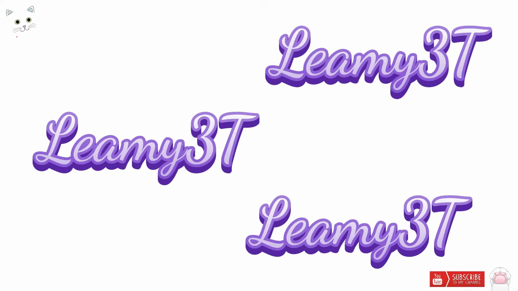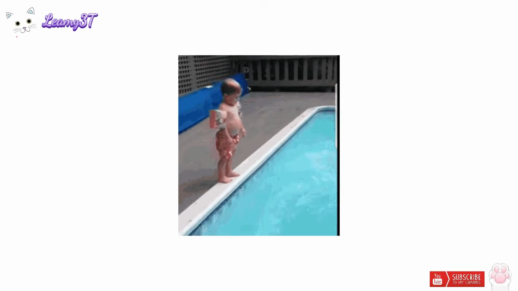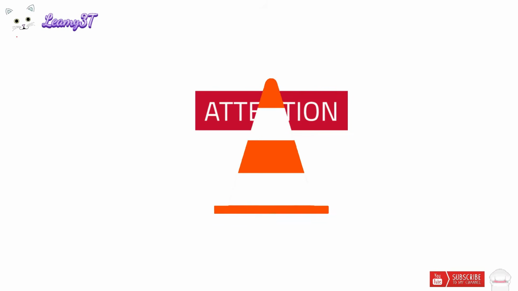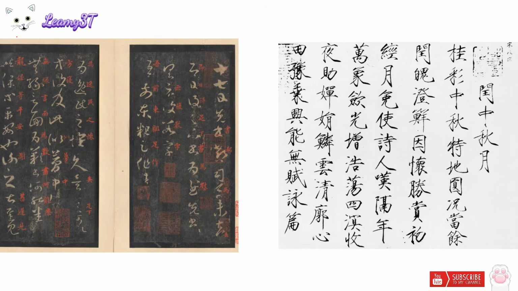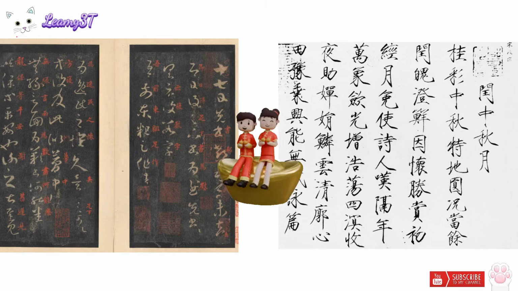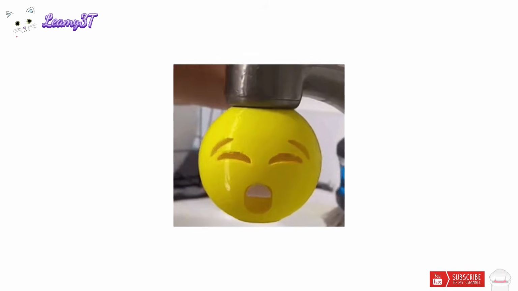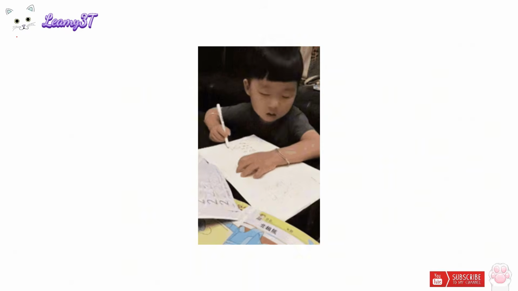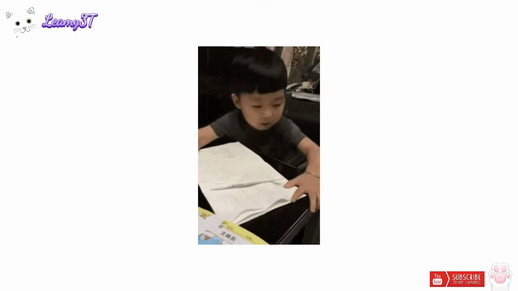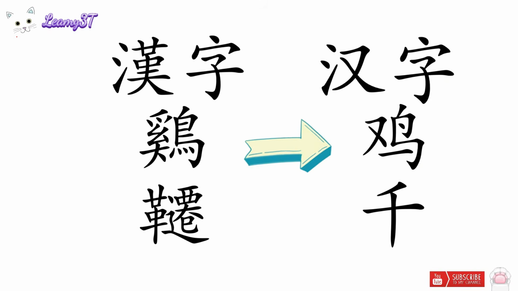This is Limi3T. Today we're going to learn Chinese writing, but before we dive into writing, there are a few important things you need to know. Chinese people have been writing in traditional Chinese for thousands of years. However, for the average person, it can be really challenging to remember all those characters due to their complex strokes. So experts came up with a way to simplify them, leading to the creation of simplified Chinese.